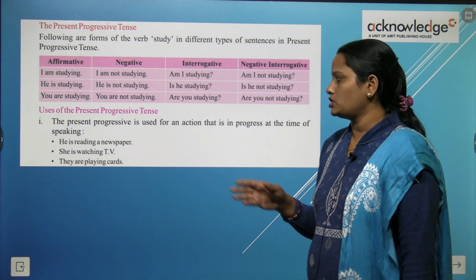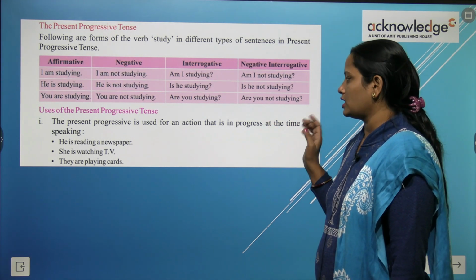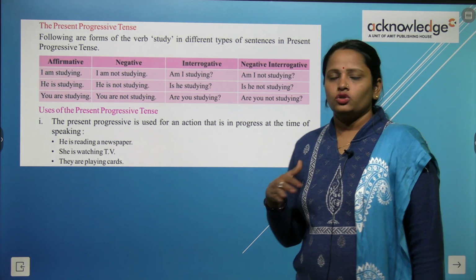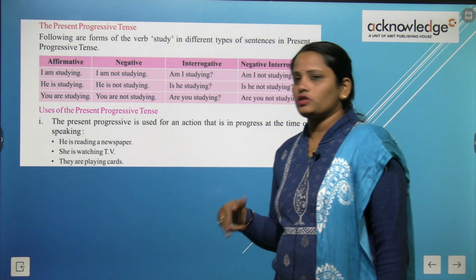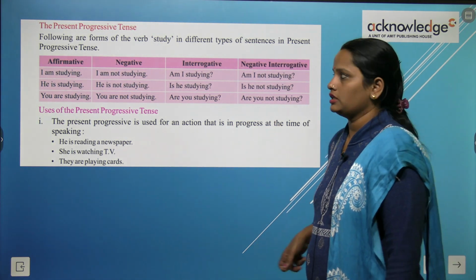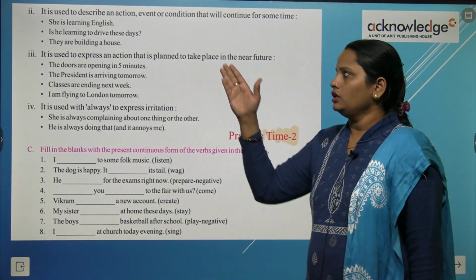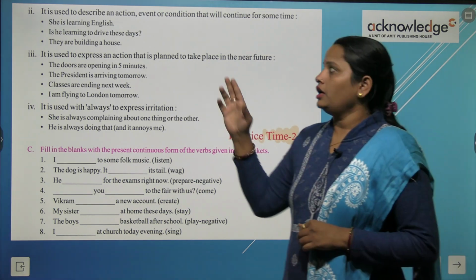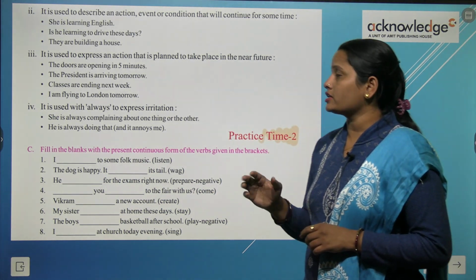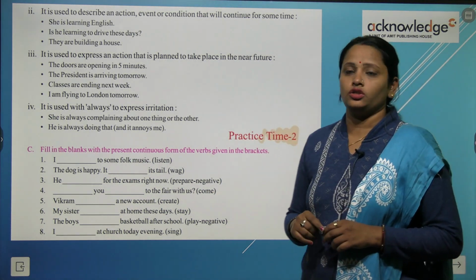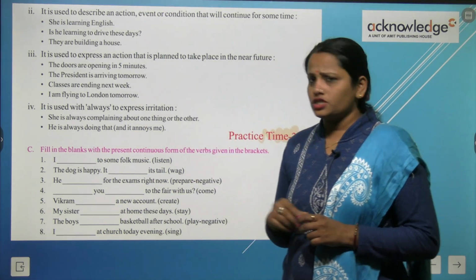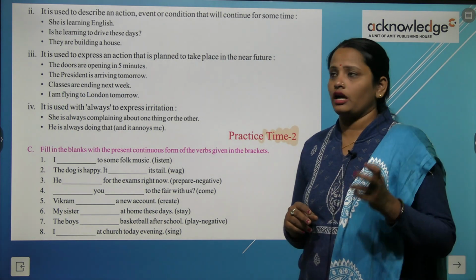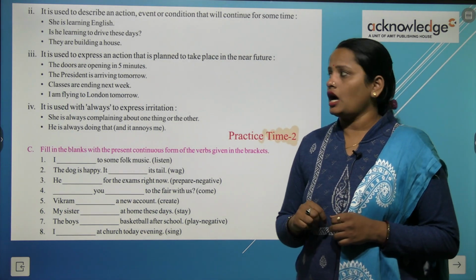The present continuous tense is used for an action that is in progress. तो ऐसा action जो चल रहा है अभी. Of time. He is reading a newspaper. She is watching television. They are playing cards. Now the second point is it is used to describe an action, event or condition that will continue for some time. She is learning English. Is he learning to drive these days? They are building a house.